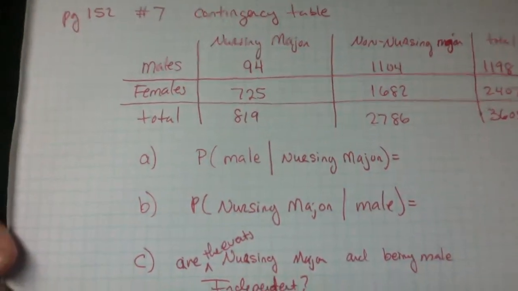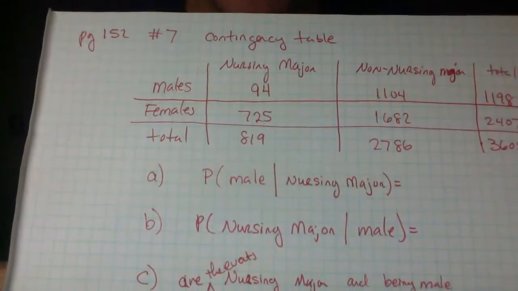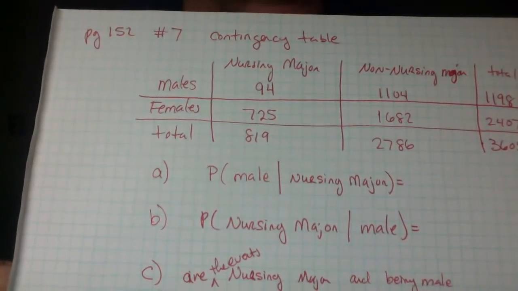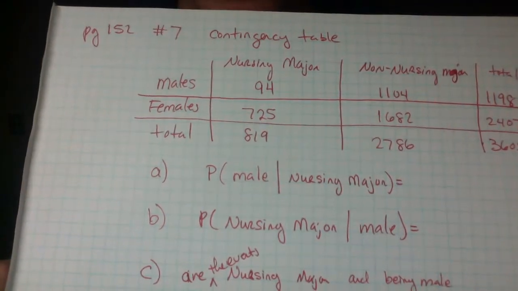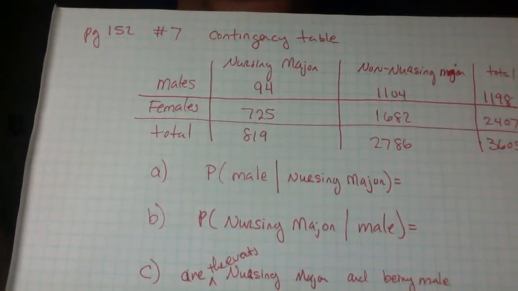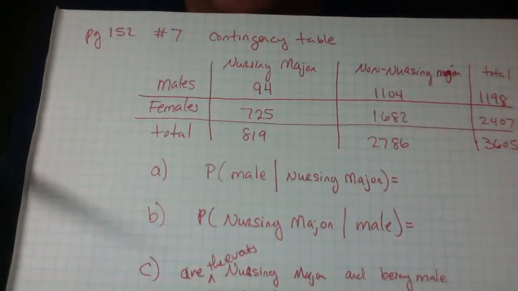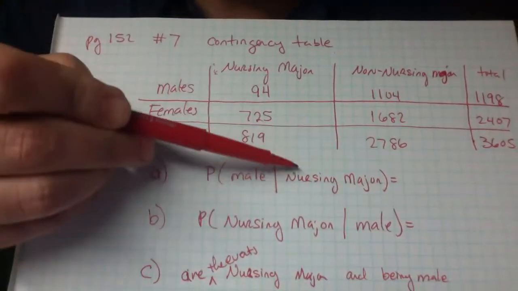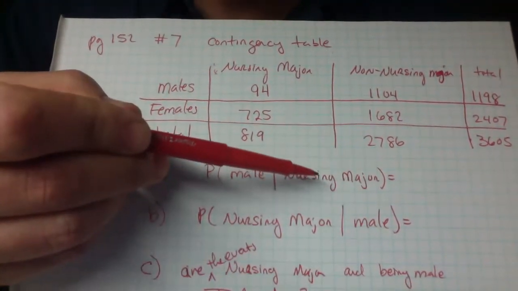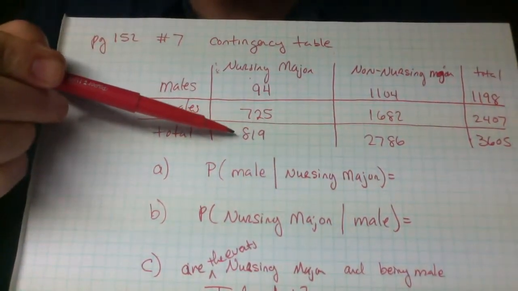All right, so first of all, we'd like to talk about the probability of being a male given you are a nursing major. And if I say given you are a nursing major, the first thing you do is ignore the rest of the table and only look at the part that is nursing major. So you are only allowed to focus on this part because the given says only look at nursing majors. And so that probability is 94 out of 819. Let me write that down.